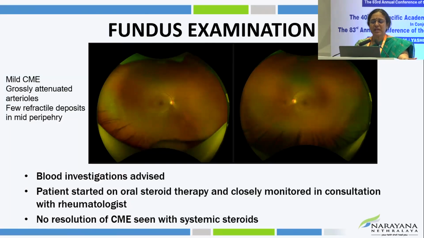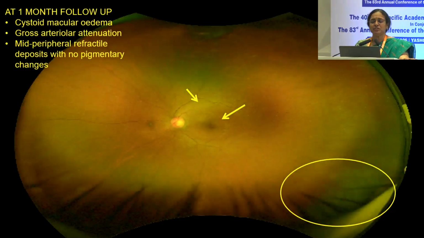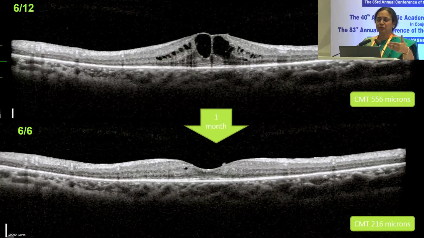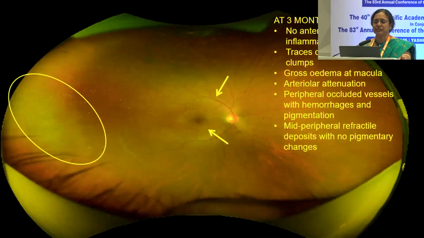The patient was started on oral steroids with close monitoring. However, the CMV was not disappearing. At 1 month follow-up, we could see the presence of cystoid macular edema, gross arteriolar attenuation and a few pigmentary changes in the periphery. So this is following within 1 month. You could see the resolution of the macular edema following Ozurdex injection.